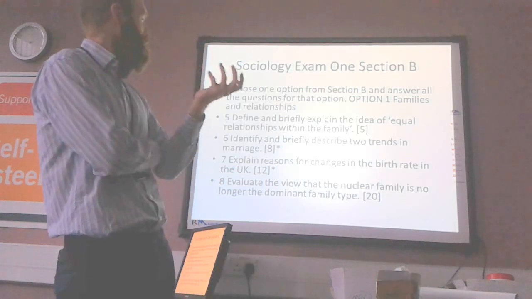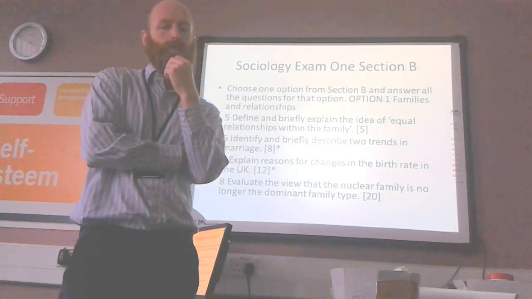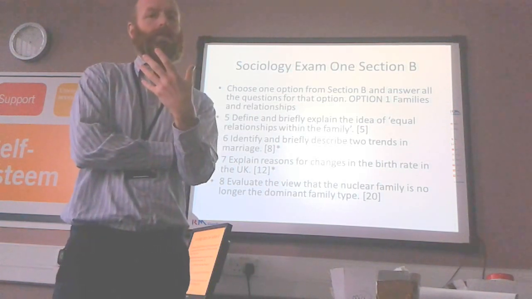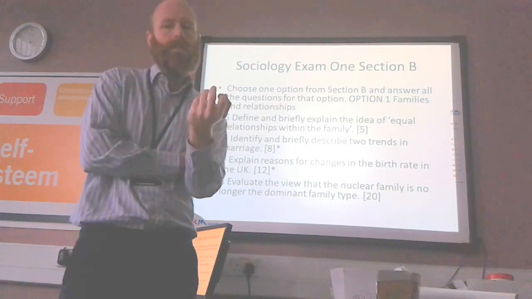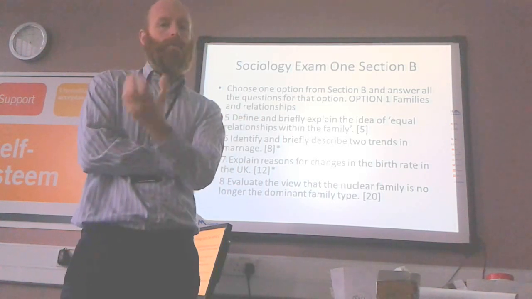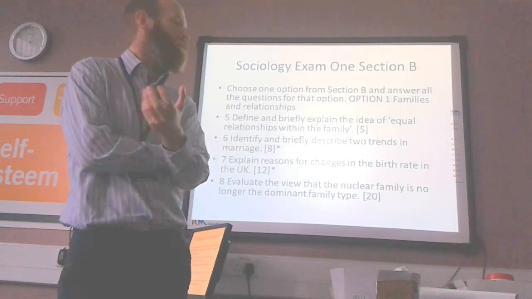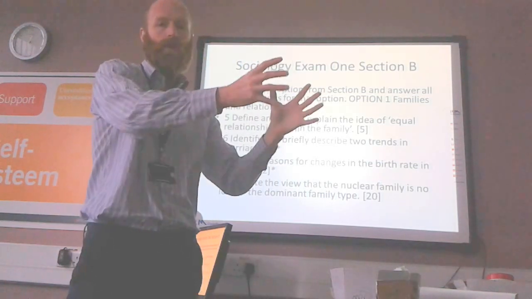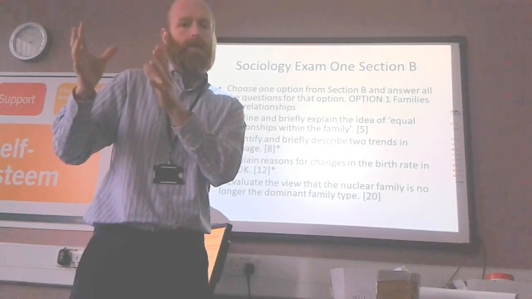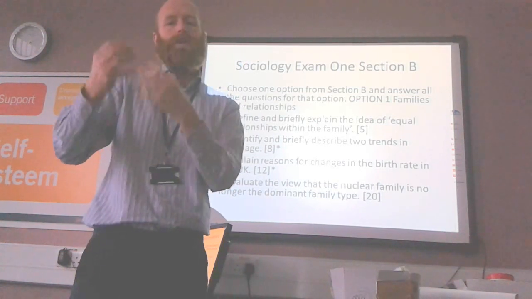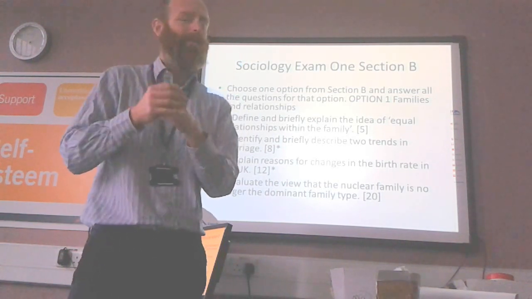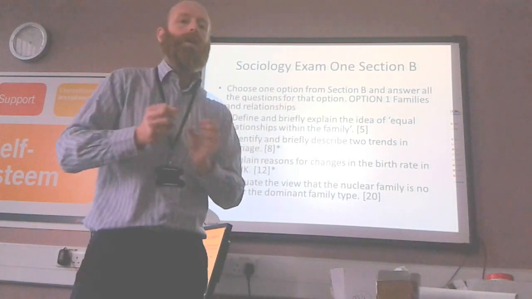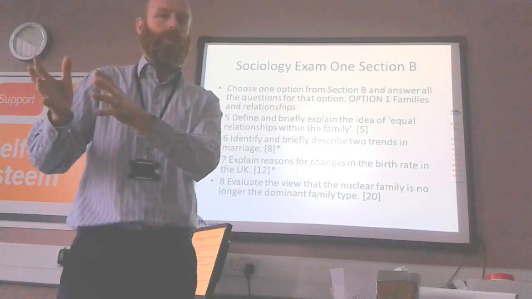Last question, evaluate the view that the nuclear family is no longer the dominant family type. So this one is, if we spend 20 minutes on this, we've probably got to spend 10 minutes explaining and outlining, and 10 minutes evaluating to get good marks. Because essentially they're looking for an explanation which shows good knowledge, but also good analytical and evaluative skills as well. We talk about strengths and weaknesses for at least 10 minutes. So I try and do about 3 or 4 paragraphs to support the view, and 3 or 4 paragraphs to go against the view as well.